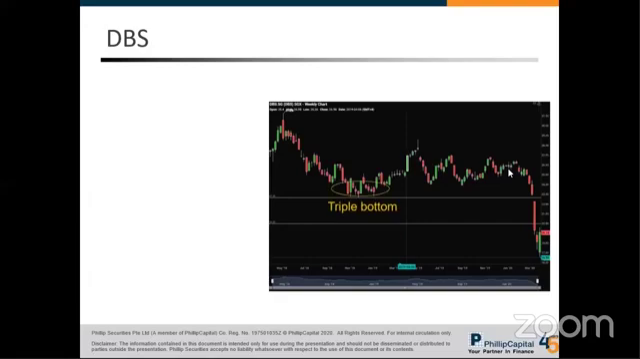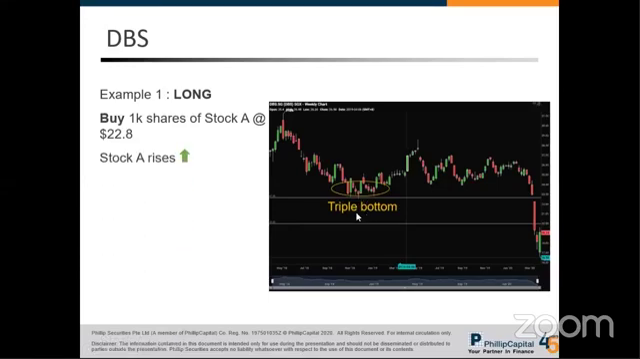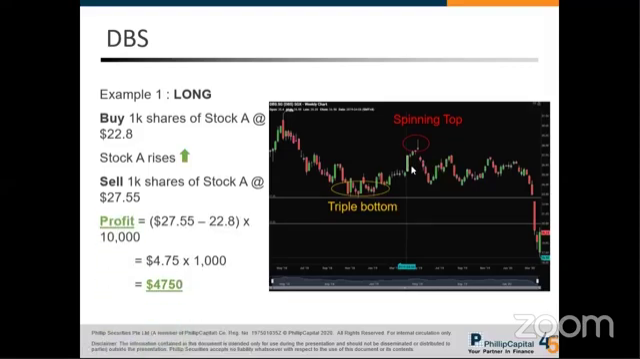Okay, so let's talk about what short selling is. First of all, let's say you buy DBS at 22.8. Looking at this chart, which is a weekly chart, the stock rises and the price goes up. Then you see a spinning top, which is a bearish candlestick. So you take your profit at around 27.55. Let's say you bought 1K shares. You take the final price minus the initial price, multiplied by the quantity, and you get 4,750. You can ignore this zero, there's a mistake here.